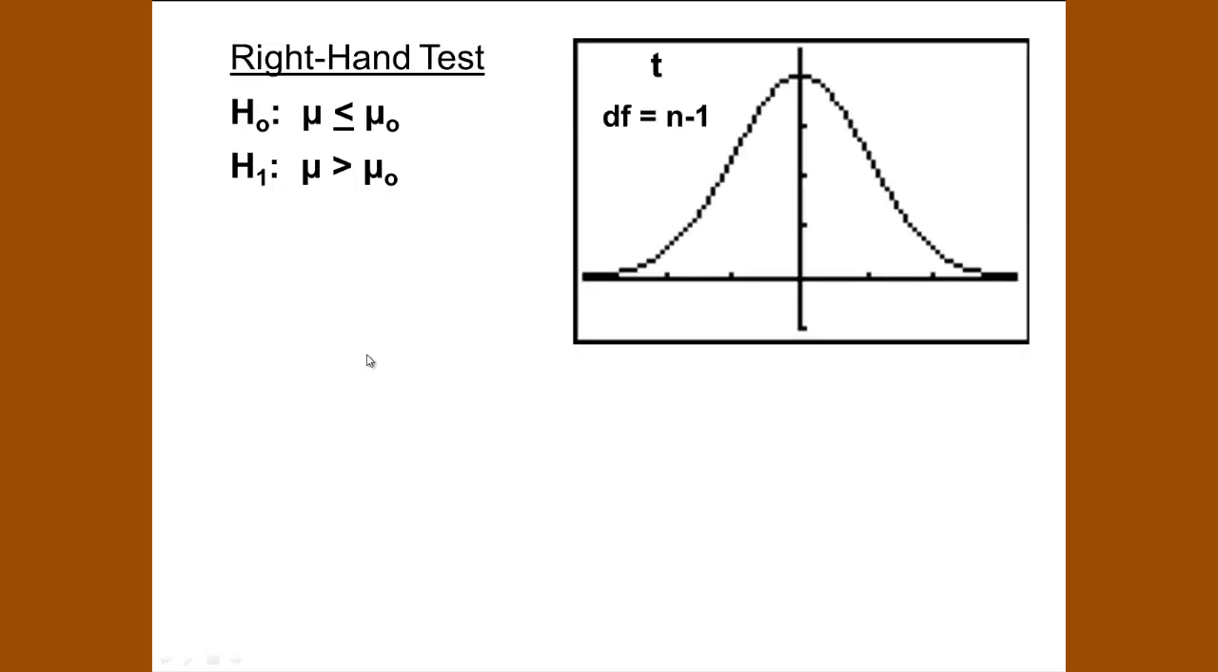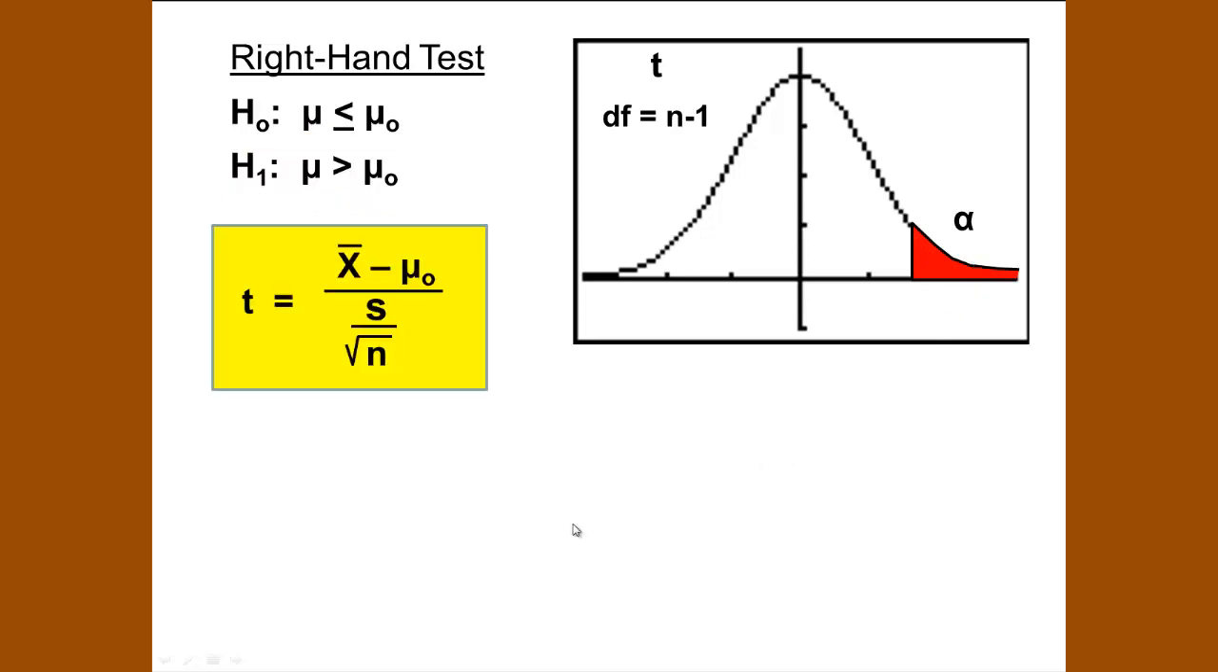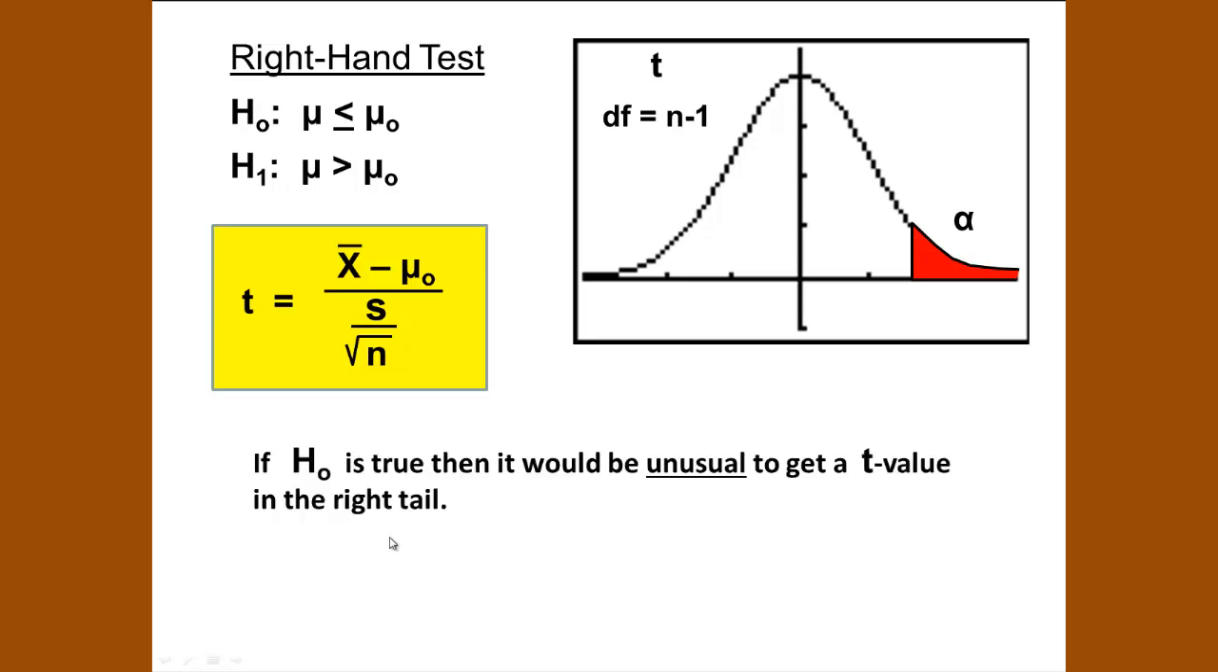We are now ready to look at the graph, and in this graph, since we are looking at the alternate that is greater than, greater than shades to the right. I look at it this way: it points to the right, we shade to the right. Our t-statistic formula is the same, so I won't read it again. It's there in front of you if you need it.